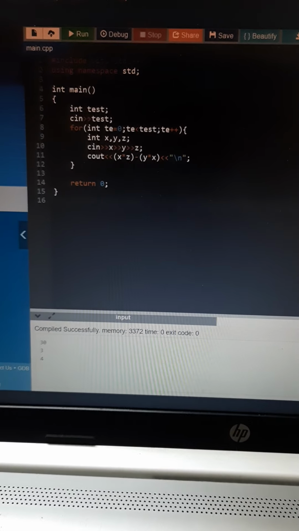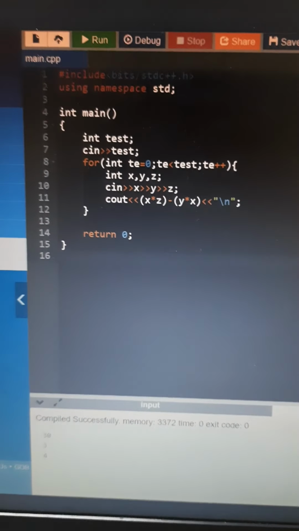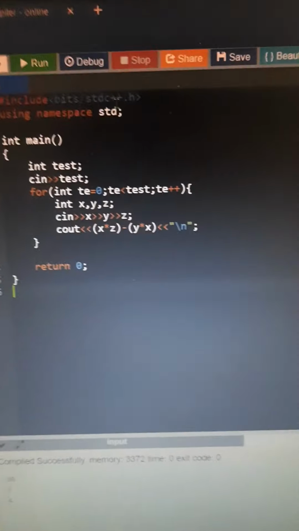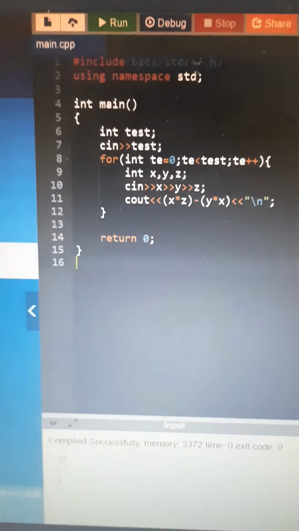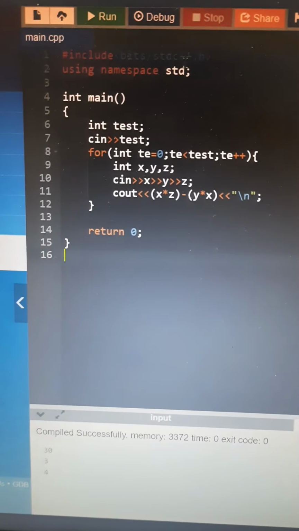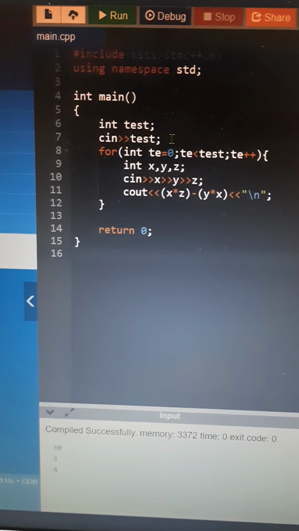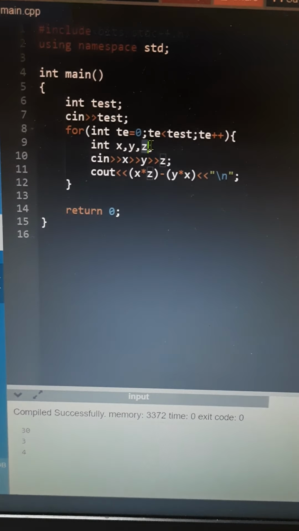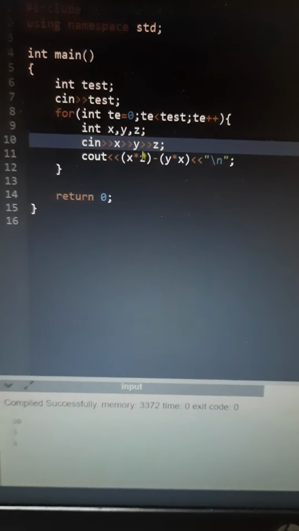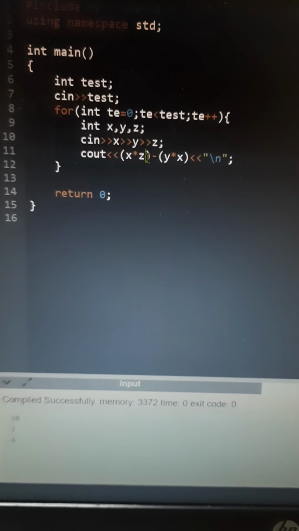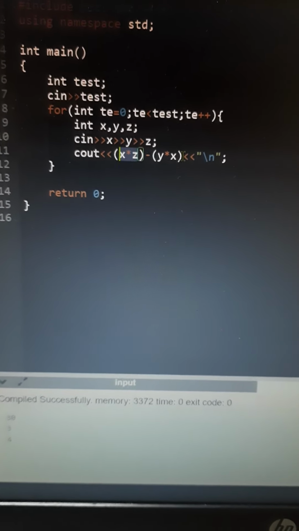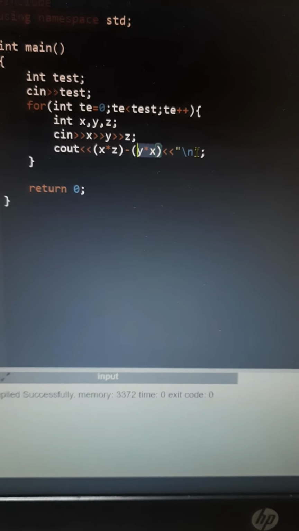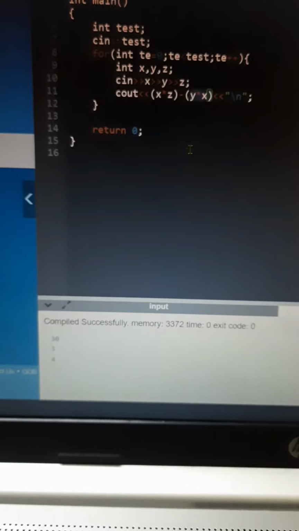Here is the code in C++. Include bits/stdc++.h, using namespace std. Okay, we are scanning the test cases, a for loop for the test cases, declaring x, y, and z, scanning the x, y, and z. X minus z means selling price and y minus x means buying price. We should print each output on a new line.